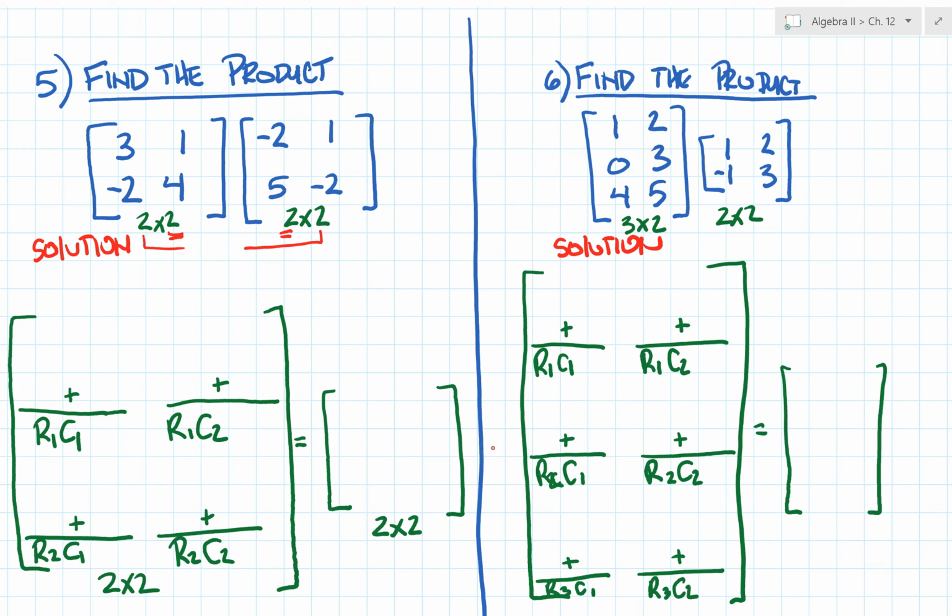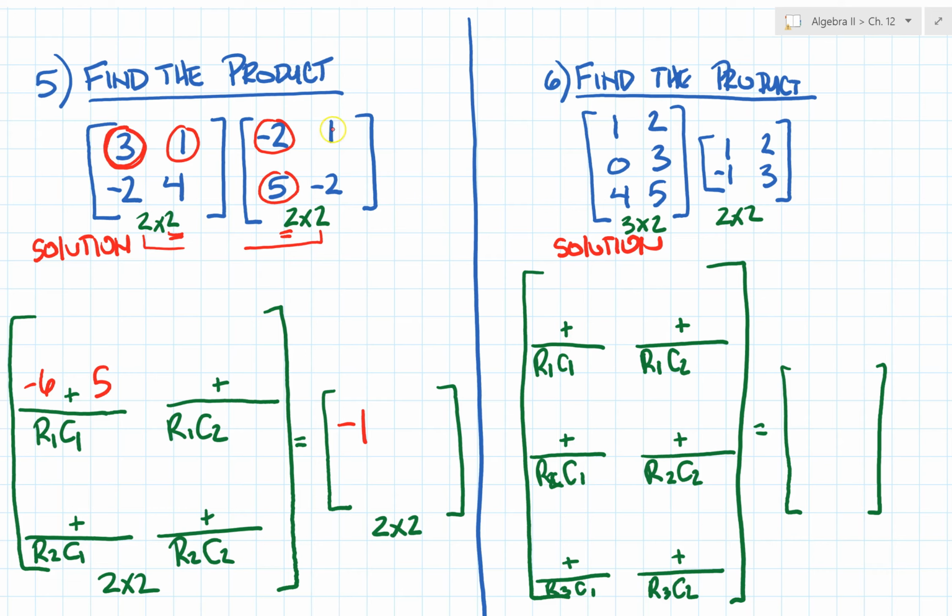And likewise on number 6, I have a 3 by 2 multiplied by a 2 by 2. So the result will be a 3 by 2. So here's how you do it. Remember, we do row 1 with column 1. So I take 3 times negative 2 and I get negative 6. And then I take 1 times 5 and I get 5. Then negative 6 plus 5 gives me negative 1. So that goes in my first entry.